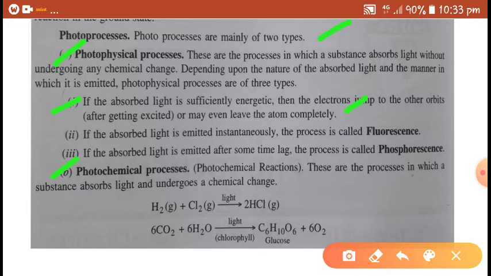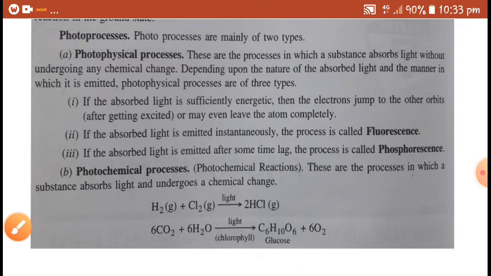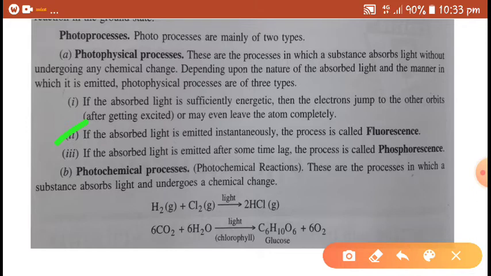Second, if the absorbed light is emitted instantaneously, the process is called fluorescence. In fluorescence, the excited electron comes to the ground state, that is, from a singlet excited state to a singlet ground state, by releasing energy in the form of radiation. That is fluorescence.